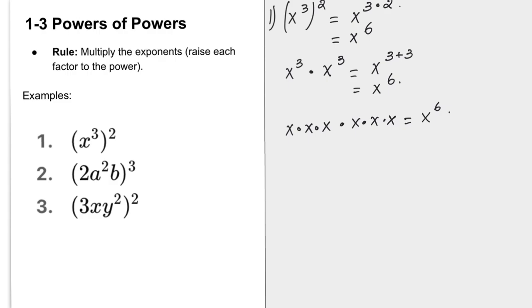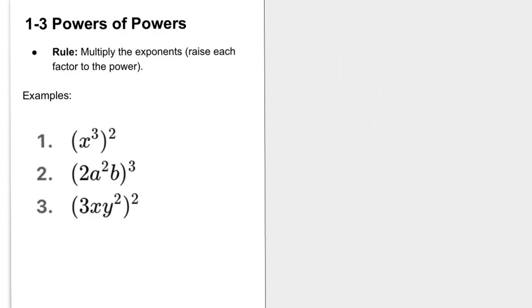Now let's go ahead and do the second example. Here's an interesting thing about the second example where students get very confused. We have many factors in here, so let's go ahead and write that down. 2 times a squared, and then b inside the parentheses. All of these factors are raised to the 3rd power.